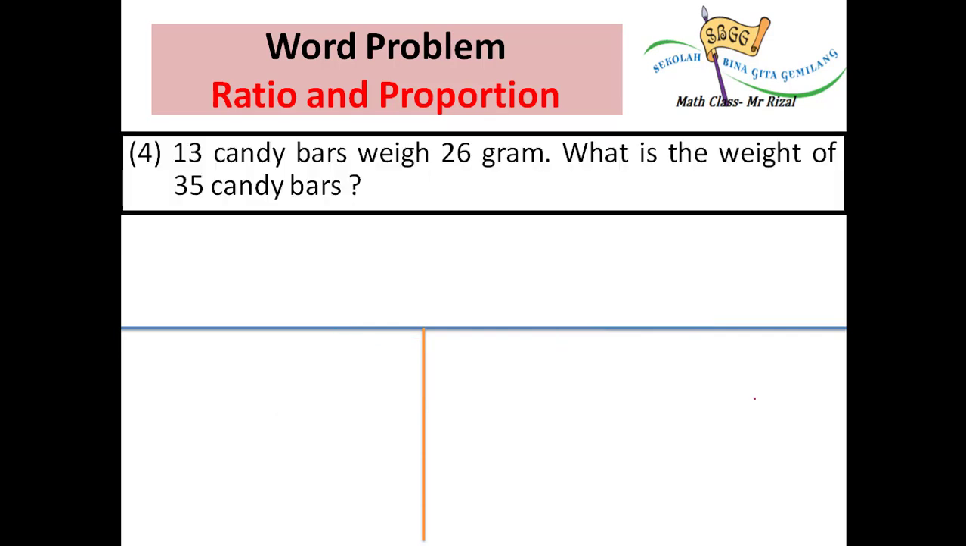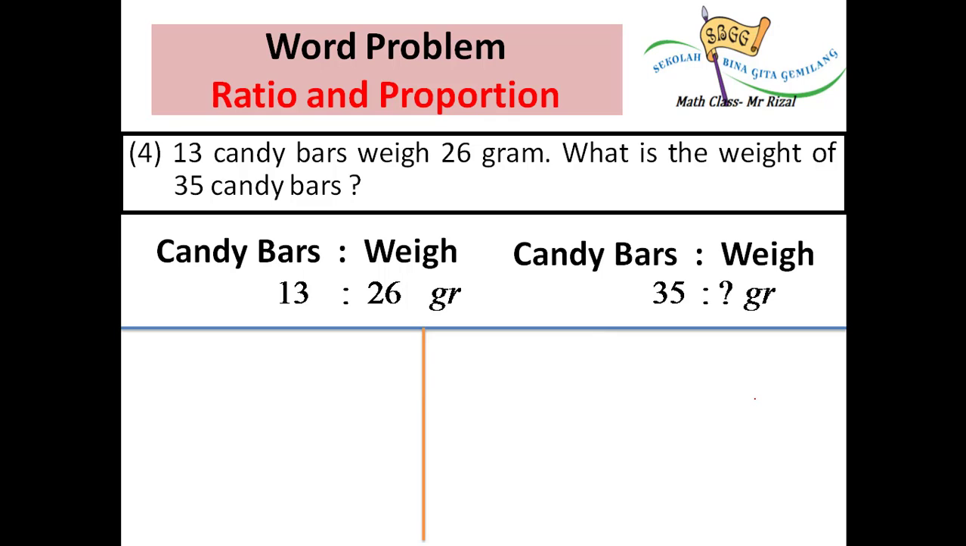Number 4, 13 candy bars weigh 26 grams. What is the weight of 35 candy bars? What must you do? Yes, write the label. The label is, I write candy bars and weight. What is known is that 13 candy bars weigh 26 grams, and the question is 35 bars. What is the weight? How many grams is it?